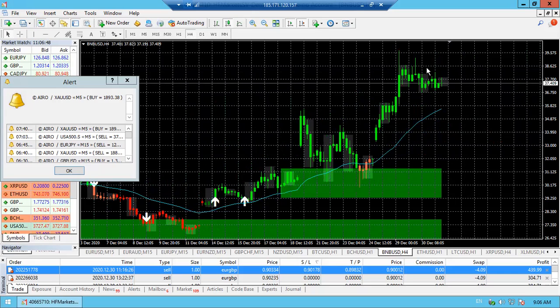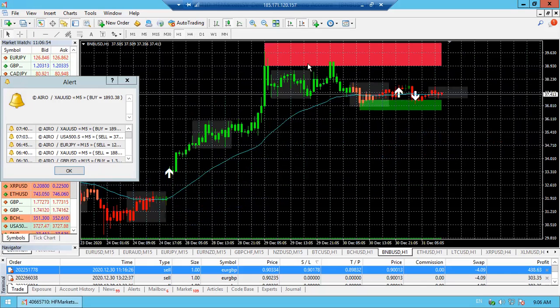You see, the 4 hours is ranging, indecision. There's a resistance and a support holding it, and if you want to see that resistance and support, you come down to your 1 hour. This is why that 4 hours is not moving, and we're placing our trade on 1 hour.